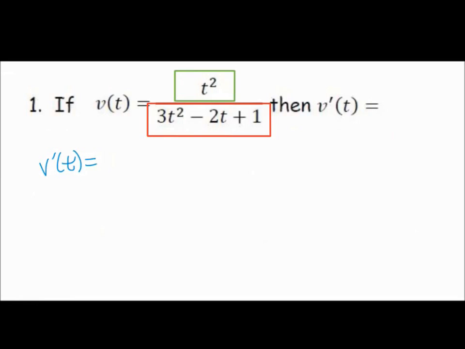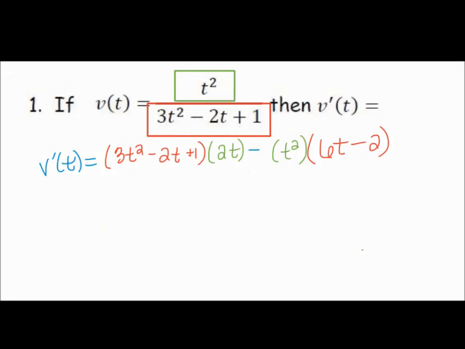is going to be equal to, so again we're going to do the low. So my low is 3t squared minus 2t plus 1 times the derivative of my high, which is 2t, and I'm going to subtract that with my high function, so low d high minus high, which was my t squared, times the derivative of my low. Then my derivative of my low is 6t minus 2. And I'm going to put that all over low low.